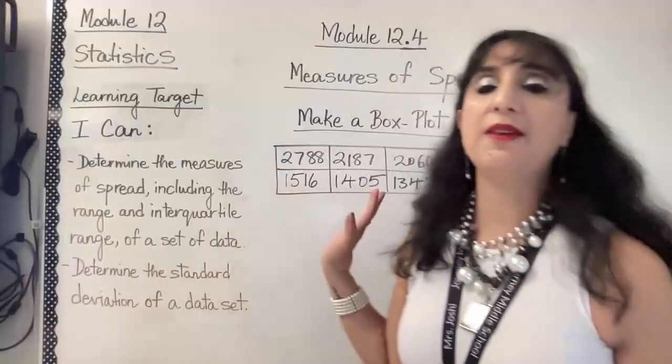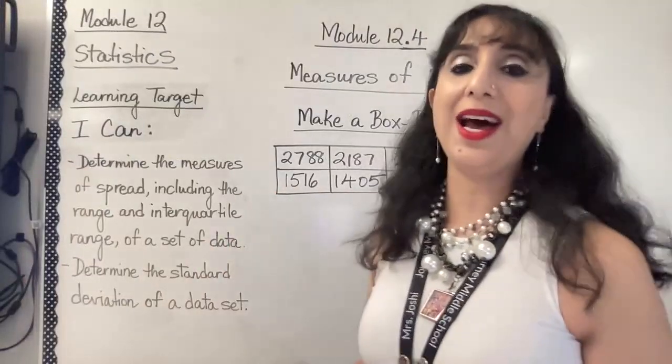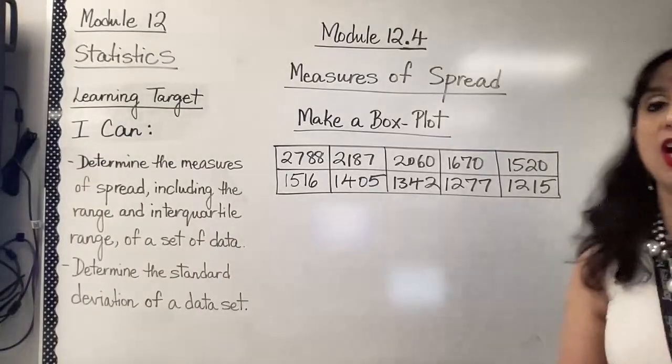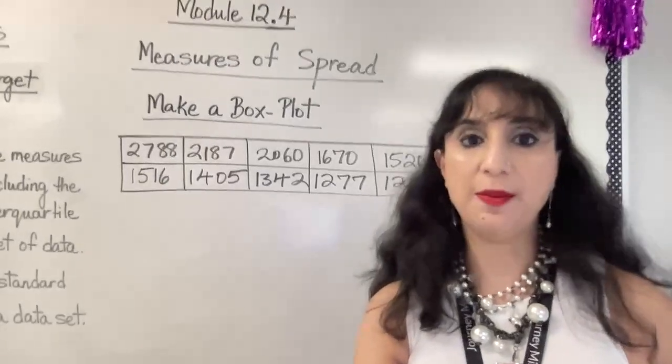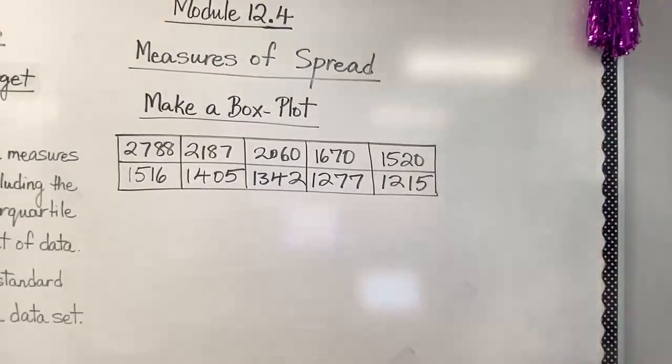All right, so I have been given a data set over here, and I am going to make a box plot with this. So let me try to bring this a little closer so you can see better. All right, so here we go. So we're going to make a box plot with this data. And we're going to do the 5-number summary first.